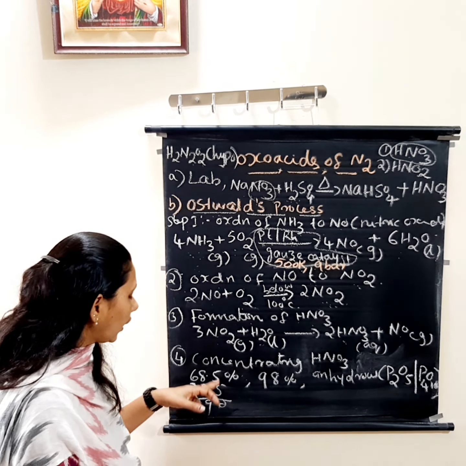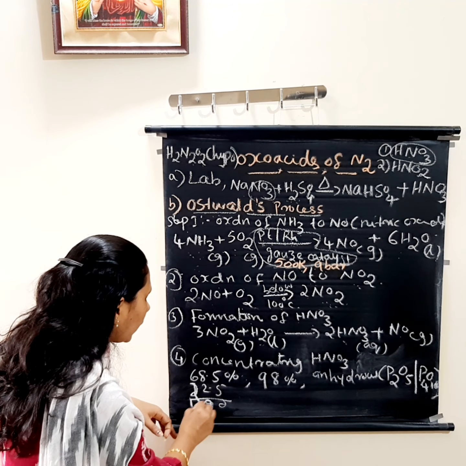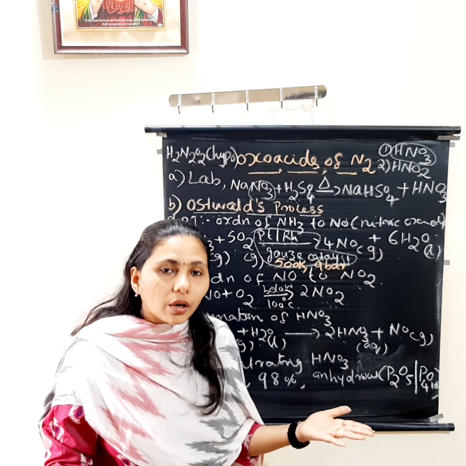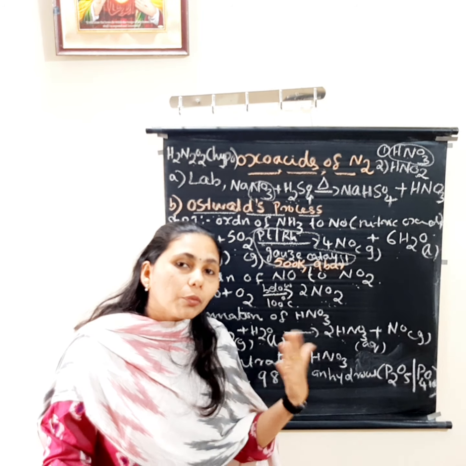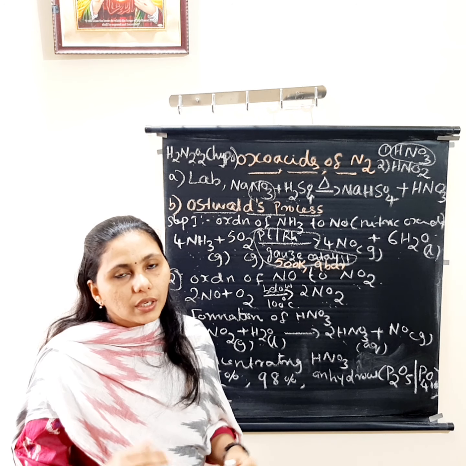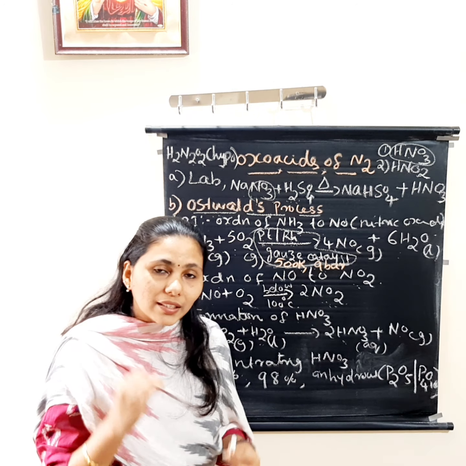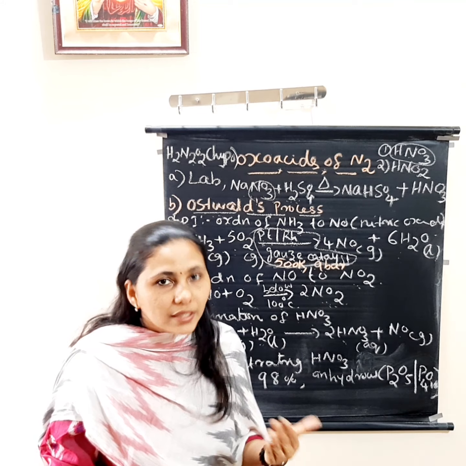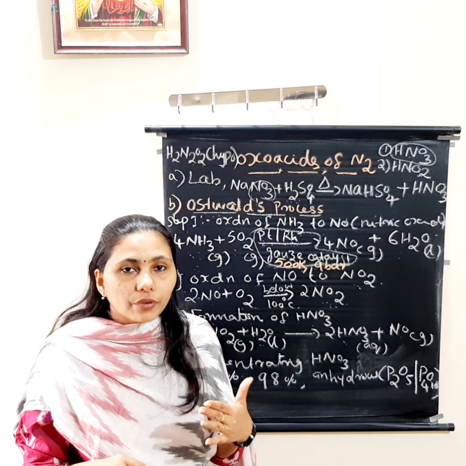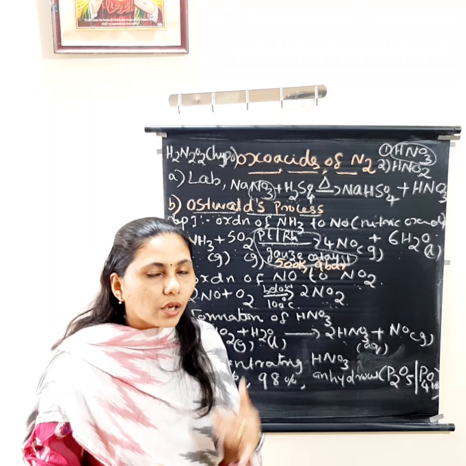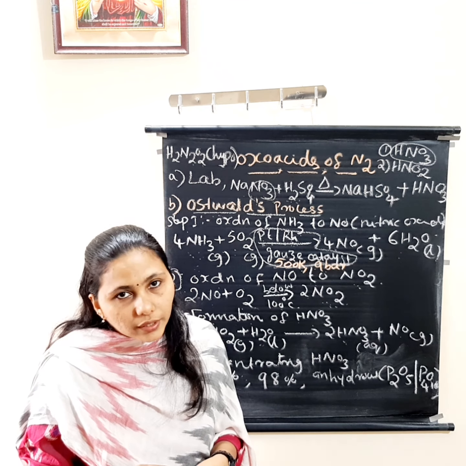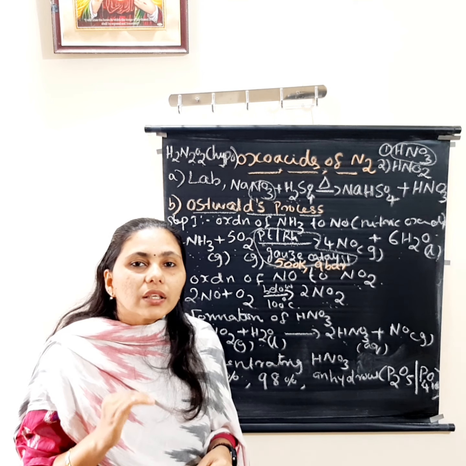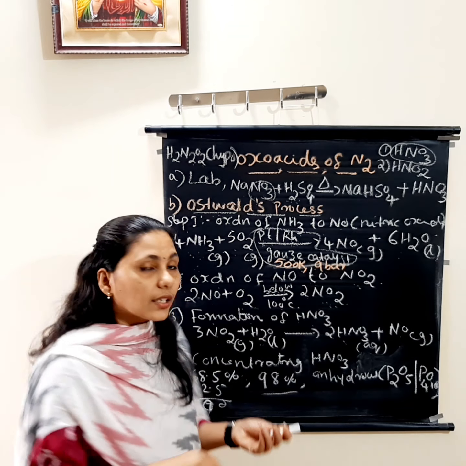So 68.5% nitric acid and the remaining water will be there in that mixture. But if you boil that mixture, the composition will not change. Azeotropic mixtures we will discuss in detail in the solutions chapter. Right. So first concentration is done by distillation, and we will get 68.5% of nitric acid. Remaining water will be there. Then further concentration can be done by treating with concentrated sulfuric acid. So we will get 98% concentrated nitric acid.